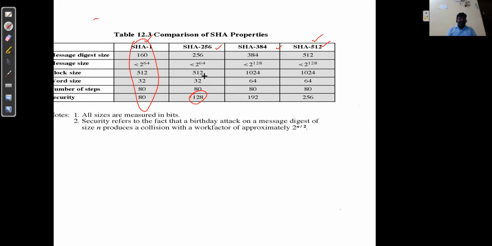So here SHA256 will produce a message digest of 256 bits. Whatever value comes after SHA will be the hash code size. 256 will be a 256-bit hash code, 384 is a 384-bit hash code.